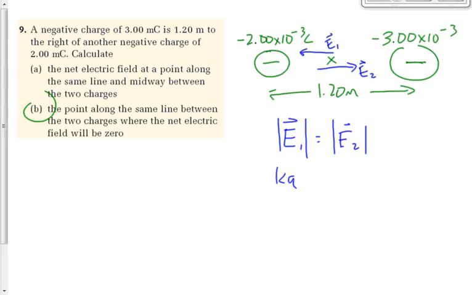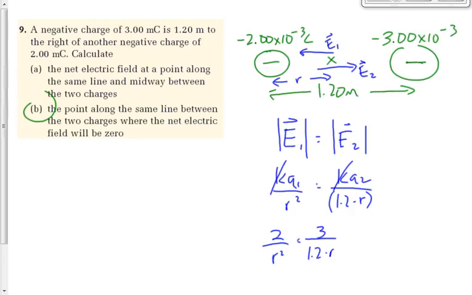Remember the last time we set force equal to force, set field equal to field? KQ, we'll say KQ1 over R squared equals KQ2 over, what's the distance between the second charge and that point X? Good, 1.2 minus R. Not R, right? Because that's this distance right here. Or rather 1.2 minus R. Okay, simplify this a little bit. K's cancel. Q1, 2 over R squared equals 3 over 1.2 minus R squared.